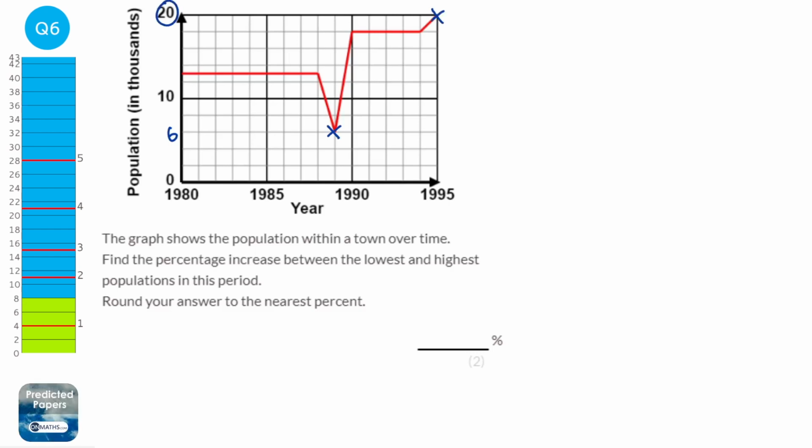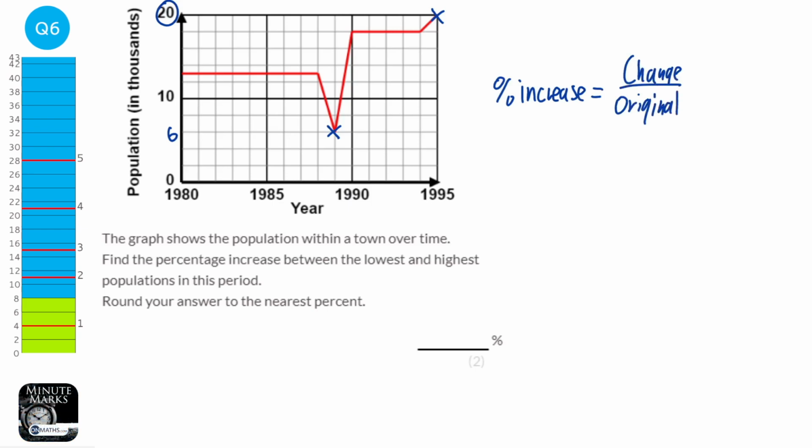The lowest point on this graph is here, and that's at 6, and the highest point is here at 20. And we're looking for percentage change or percentage increase, and the formula is change over original times 100. So the change between the 6 and the 20 is 14. The original, the starting point, was the 6, and times by 100.